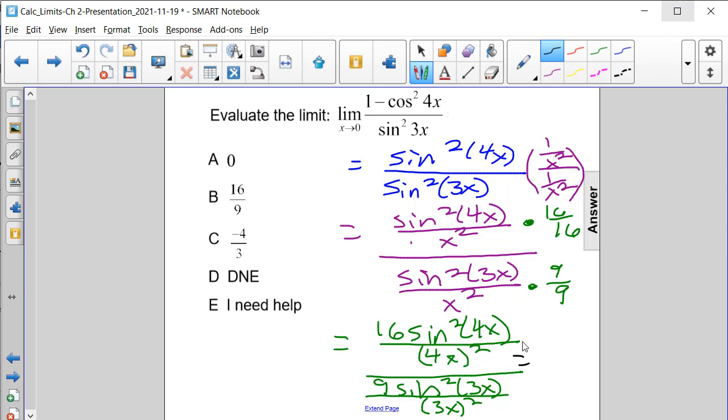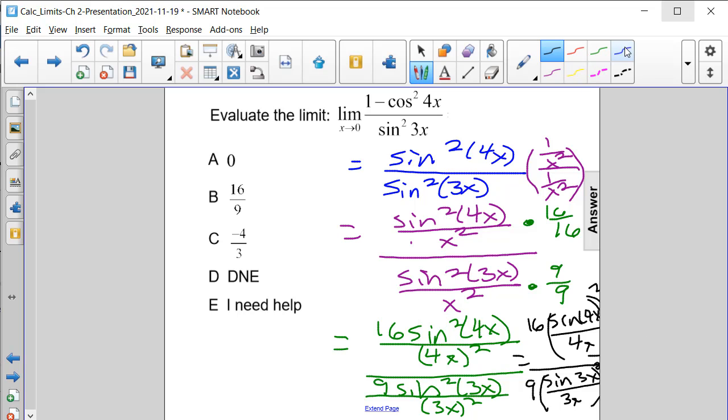So the next step is going to be writing both our top and bottom fractions with 16 and 9 brought out. And then in the parentheses, we're going to have sine of 4x over 4x quantity squared. And in the bottom, we are going to have 9 times the sine of 3x over 3x quantity squared.